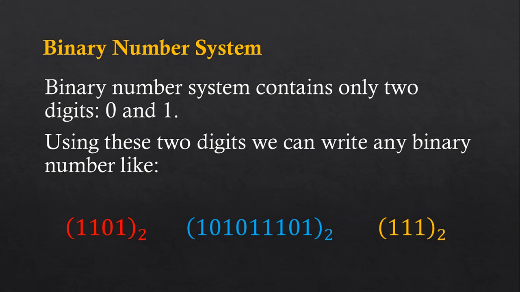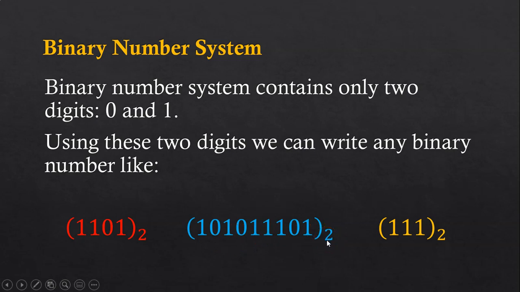For example, one binary number shown here is 1101, and it is put in brackets and there is a 2 suffix given to it. This 2 is actually known as the radix of the binary number system, that is the base or the symbol which indicates the number inside this bracket is a binary number. Another number is given over here, 10101101 to the base 2.